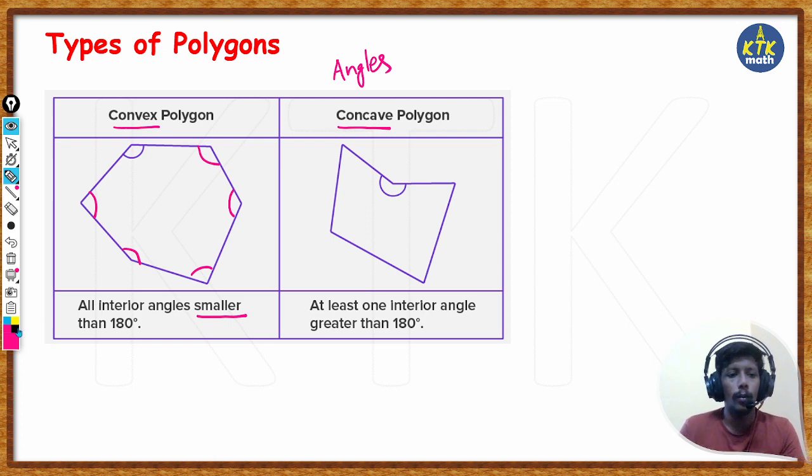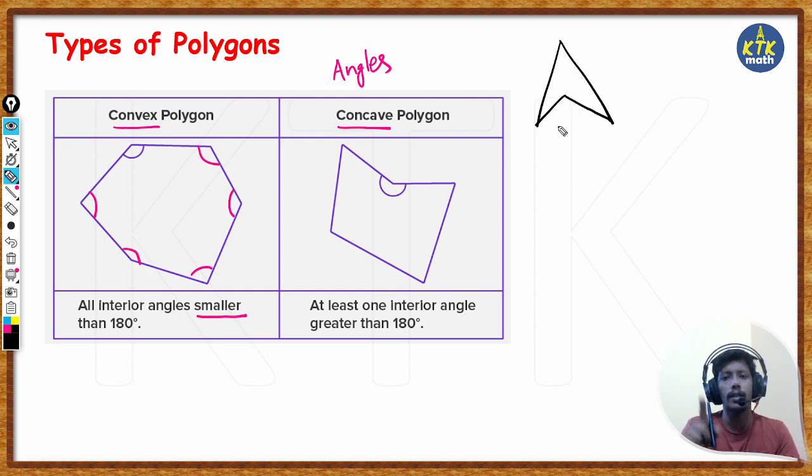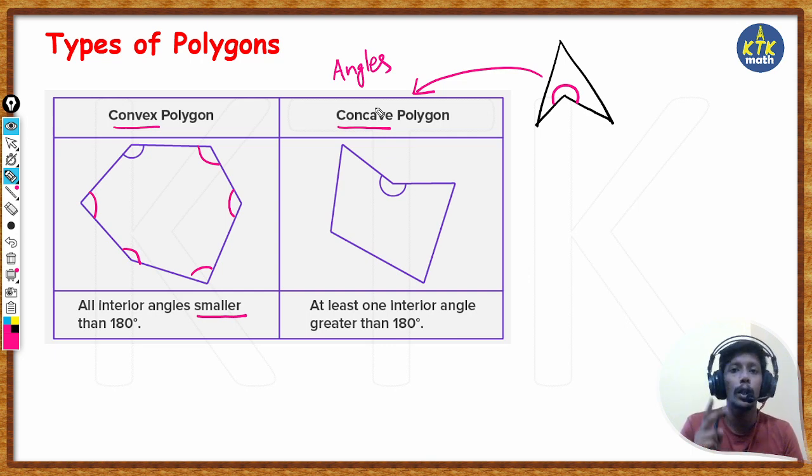I'll draw one more also. For example, you just consider an arrow mark like this. Is this a polygon first? Yes, it is a polygon because it has 4 line segments as its boundary. But when you observe the angle at this position, you see this is a reflex angle. We know what a reflex angle is, right? More than 180 degrees. So I can say that this polygon is a concave polygon. So based on angle we can classify polygons into two types.